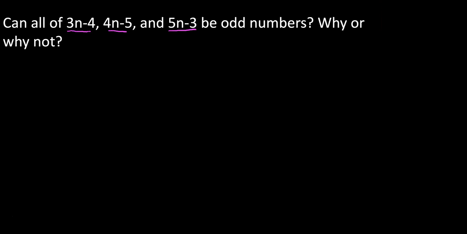So 3n minus 4 invalidates any even values of n, and 5n minus 3 invalidates odd values of n. So no value of n works, unless one of them is 2.